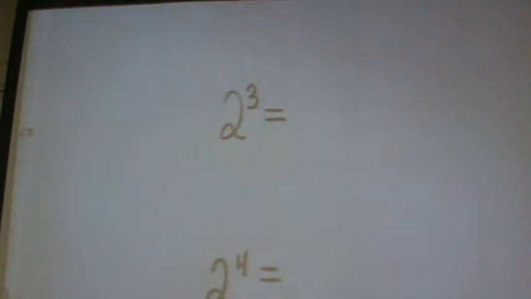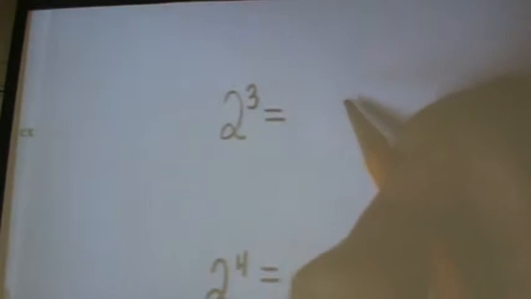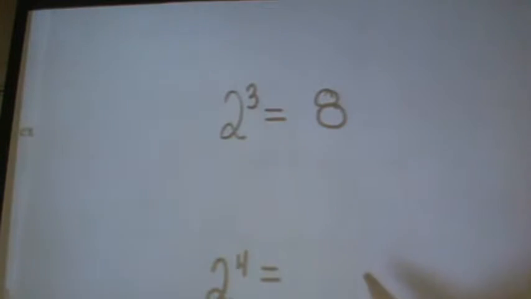All right, everybody look at the overhead. Can you tell me what we have here? What are these problems called? Exponential problems. What is 2 to the third power? 8. What's 2 to the fourth? 16. Okay, that's easy, right?